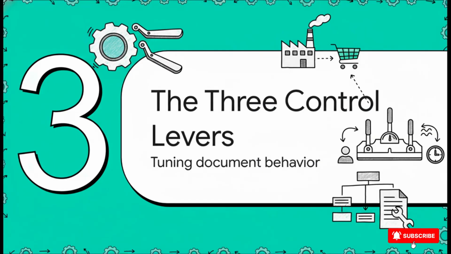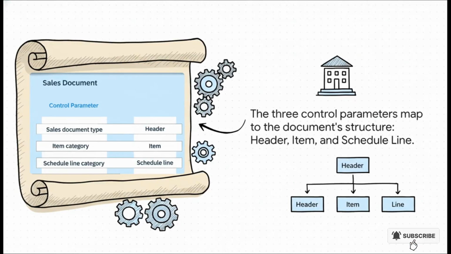Okay, we have our company, we have our customers. Now for the fun part. How do we make sure the system behaves exactly the way we want when an order is placed? This is where consultants use what I like to call the 3 control levers to fine-tune every single transaction. And here they are.